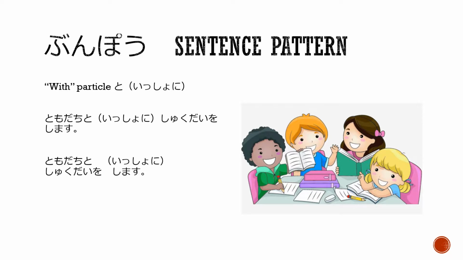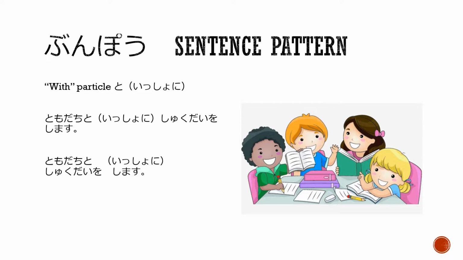The first sentence pattern I'm going to talk about today is the "with" particle, to. Like most preposition-like words in Japanese, these particles go after the word that they're modifying. So in the example sentence, we have tomodachi to issho ni shukudai o shimasu. The to goes with tomodachi, which is friends. And it says shukudai o shimasu, so I will do homework with my friends.